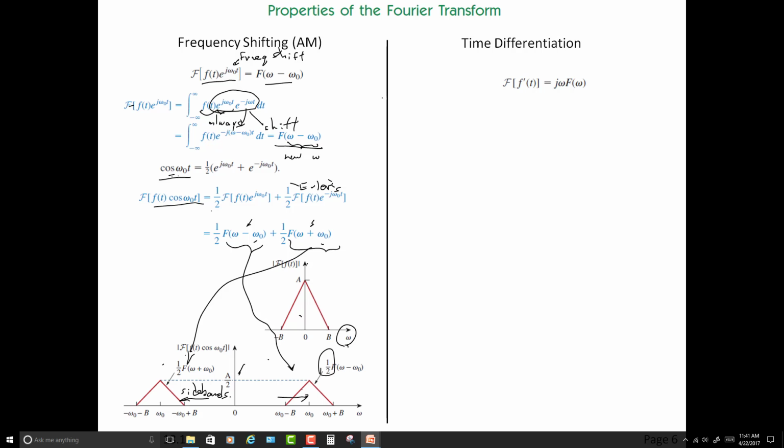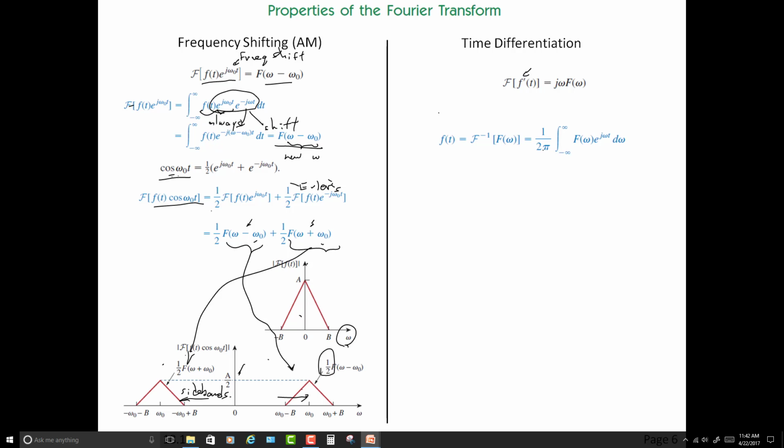Okay, so as it shows here, we're dealing with the derivative of the time function. And the end result is going to be j omega times the Fourier transform at omega. This is looking a lot like the Laplace, right, where we had s times F of s in the s domain. Not surprising. Okay, so the function is the inverse Fourier transform of the function in the frequency domain.